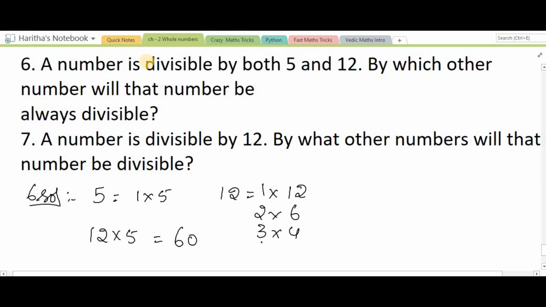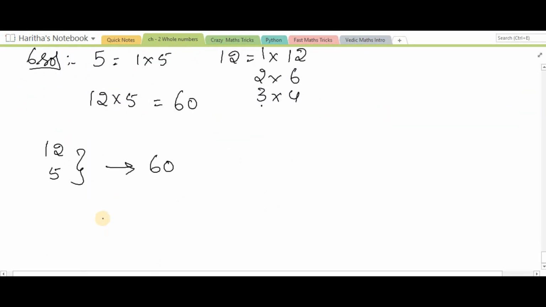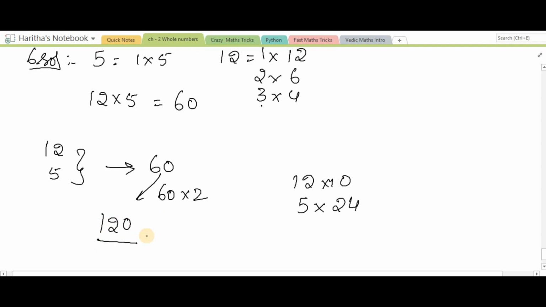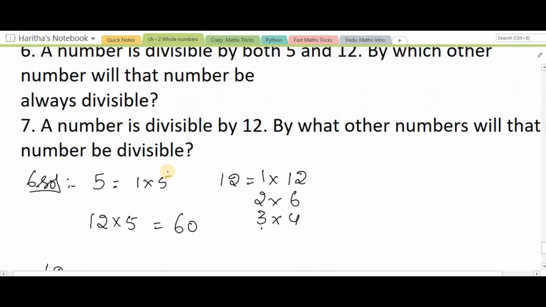A number is divisible by both 5 and 12. For example, take the number 120. You all know that 6 twos are 120, and in the 12 table, 12 tens are 120, and in the 5 table, 5 24s are 120. So in this way you can go through it. Whatever number is divisible by 5 and 12, that number is also divisible by 60. That is the answer for the 6th one.